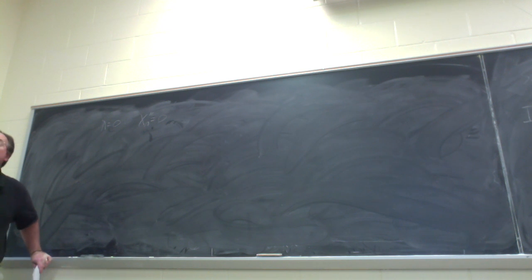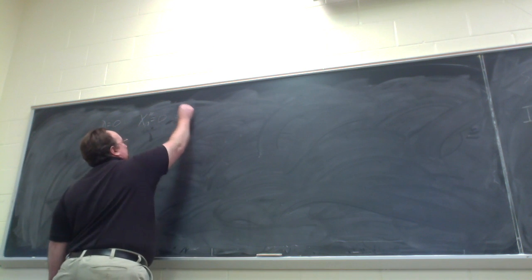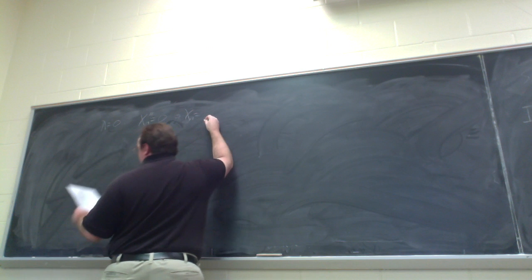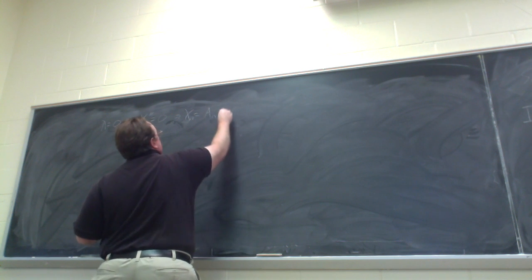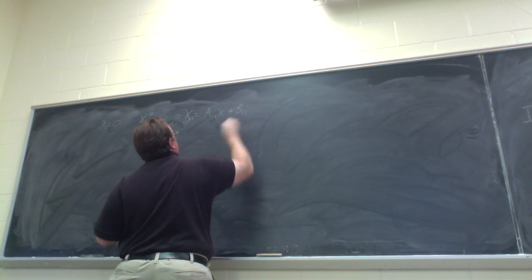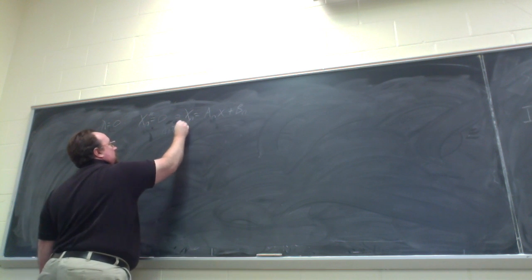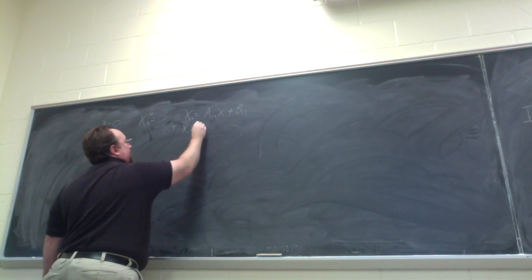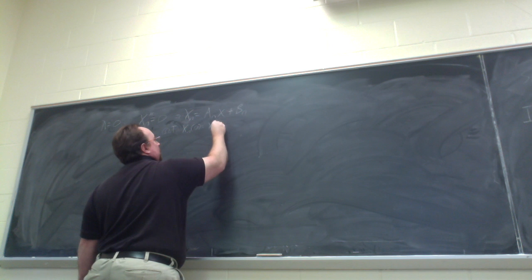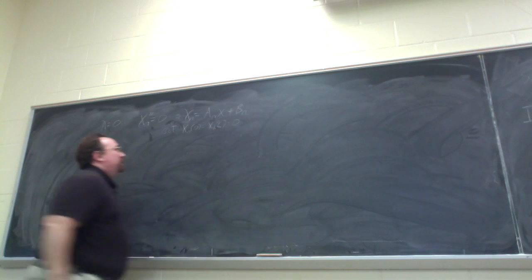A linear function. So we have xn is equal to some constant an times x plus bn. So it has that form. However, don't forget the boundary conditions. So once we enforce the boundary conditions, what linear function will satisfy them?